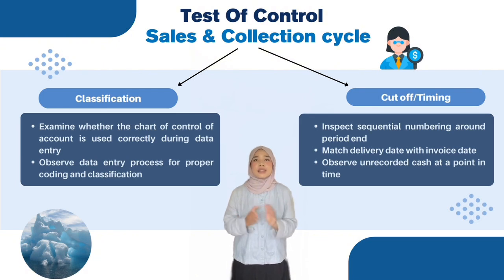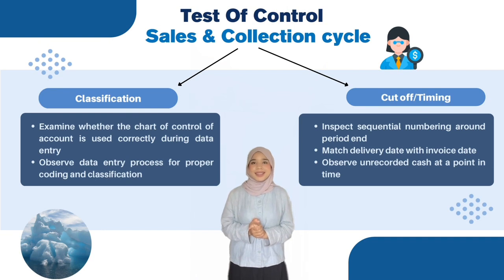The second one is observing the data entry process for the proper coding and classification. This helps verify that the staff are using the correct account codes during the transaction process. This test reduces the risk of financial misstatement due to the misclassification of revenue or receipts.